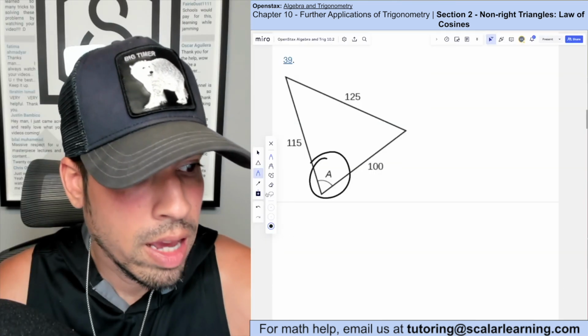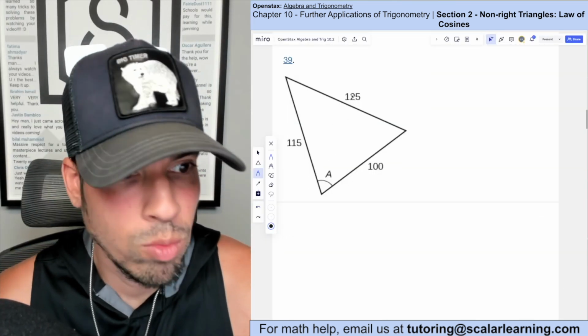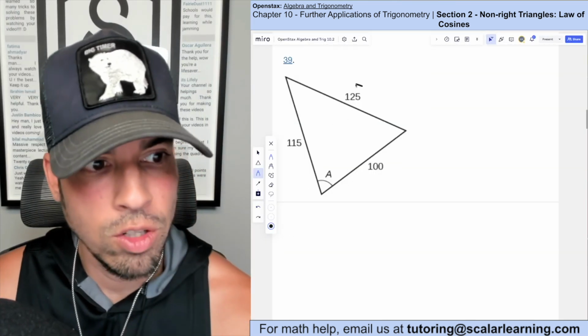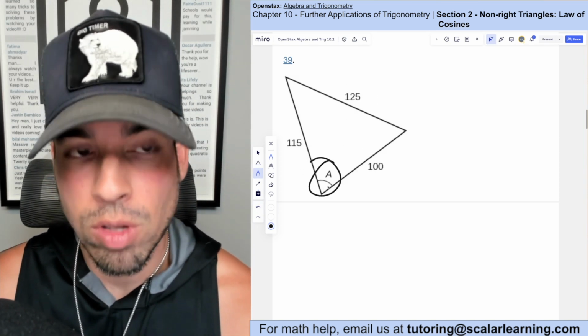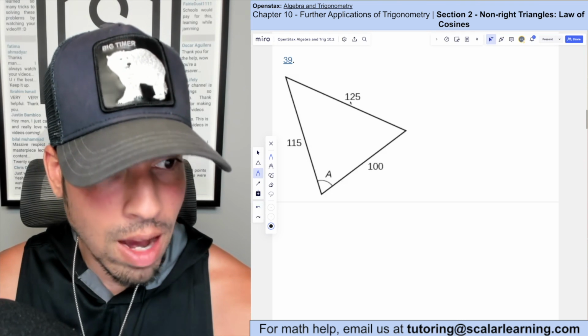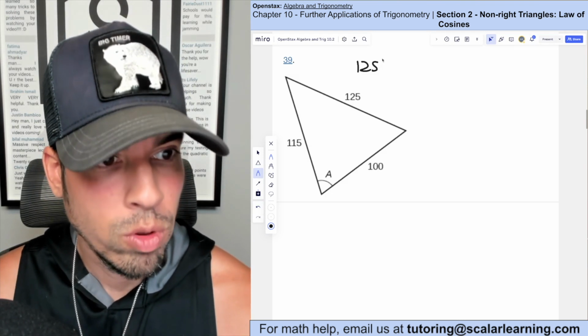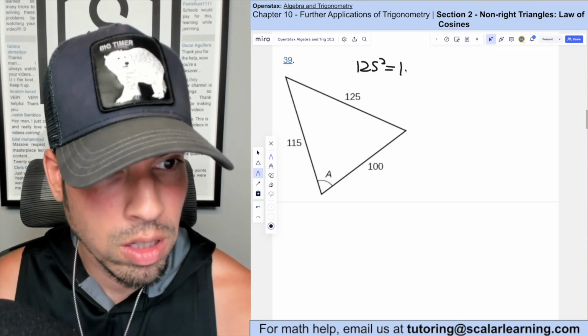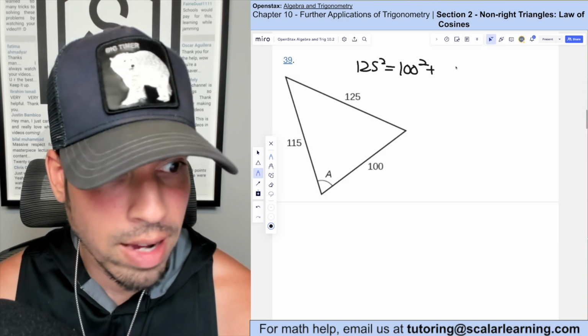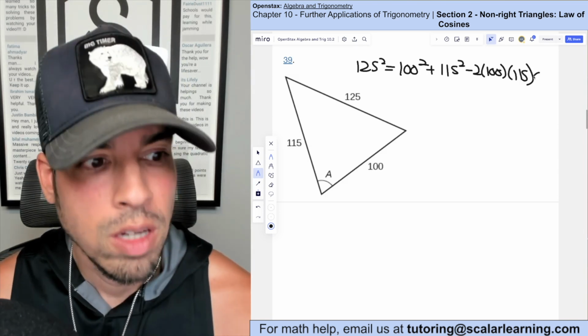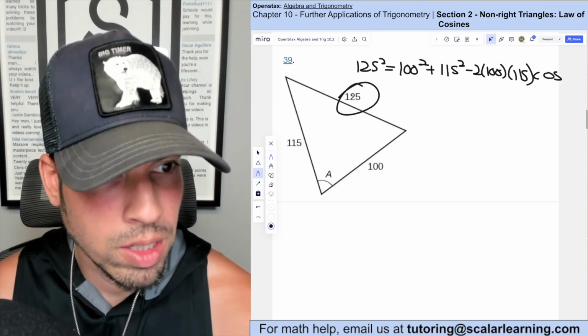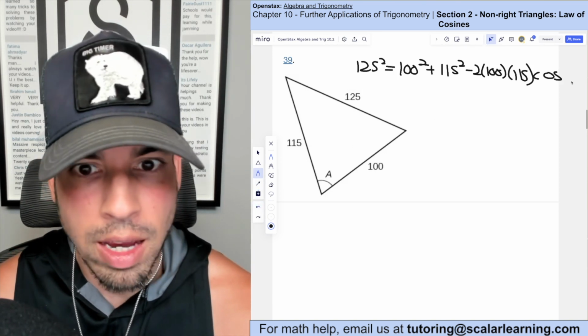So for this one, it's an angle that we're solving for, but it's the same thing. We're still going to use law of cosines, and I'm going to use this side first because we need to pair it with the angle that we're solving for, which is A, and it's opposite that side. So we're going to start with 125 squared equals the other sides squared and added together like this, minus 2 times those other sides, times cosine of the angle opposite this side, which is A, and that's what we're solving for.